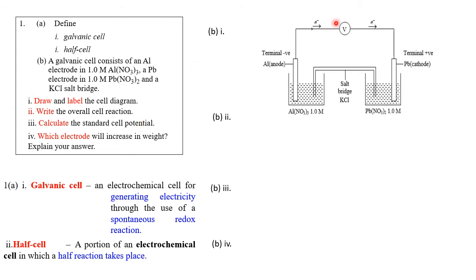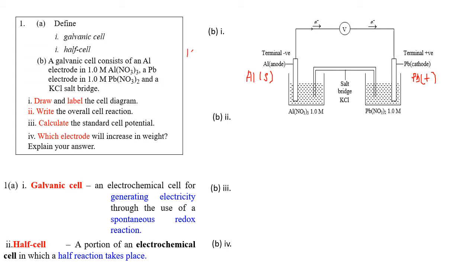So this is the draw and label a cell diagram. First, you have to label the anode, which is aluminium. Please add on: you all write down aluminium, solid phase, Al(s), with the negative terminal. And then lead, Pb(s), solid, with the positive terminal. If you check, there is a method I taught you all before. You can remember it like this.